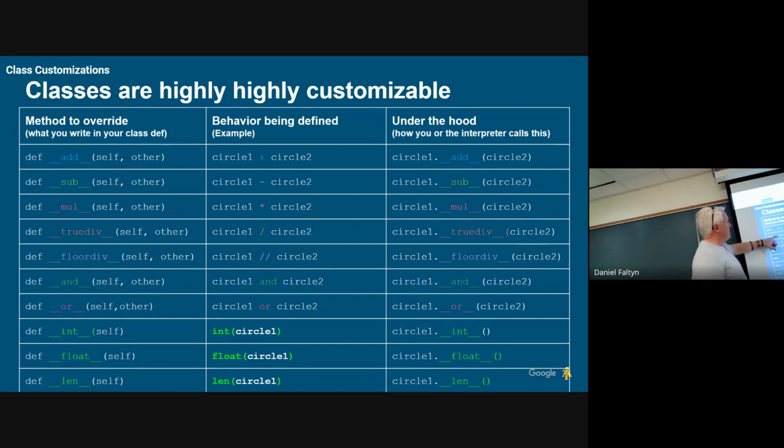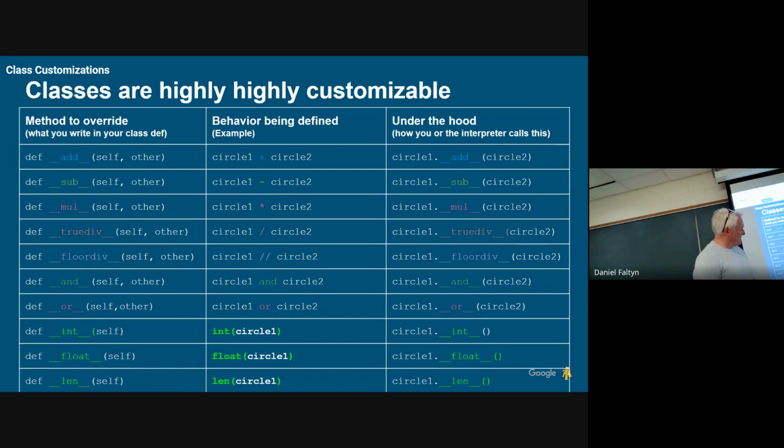So these are addition, subtraction, multiplication, true division, floor division, and or, right? Pretty straightforward. If I want to add 2 circles together, subtract 2 circles, you have to decide what it means to subtract 2 circles. I'm going to make a claim you probably want to maybe subtract the radius, right?